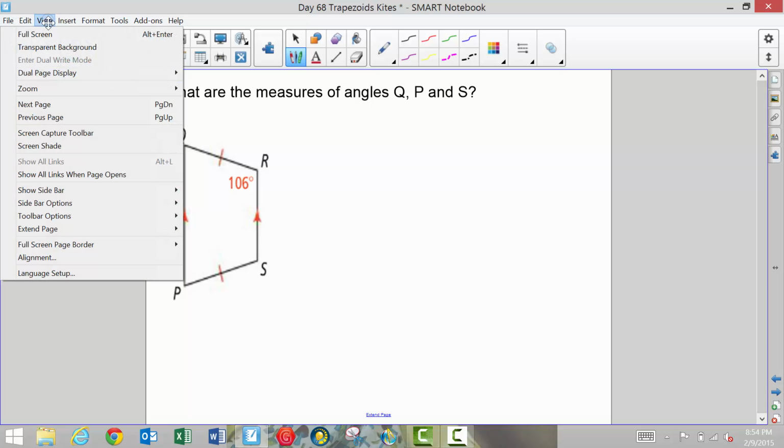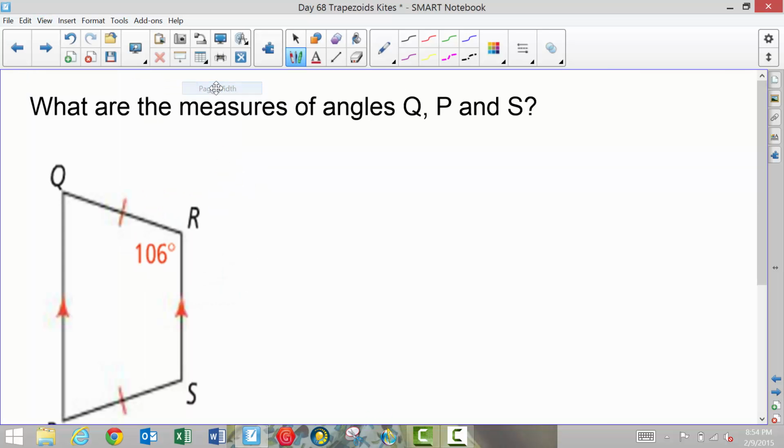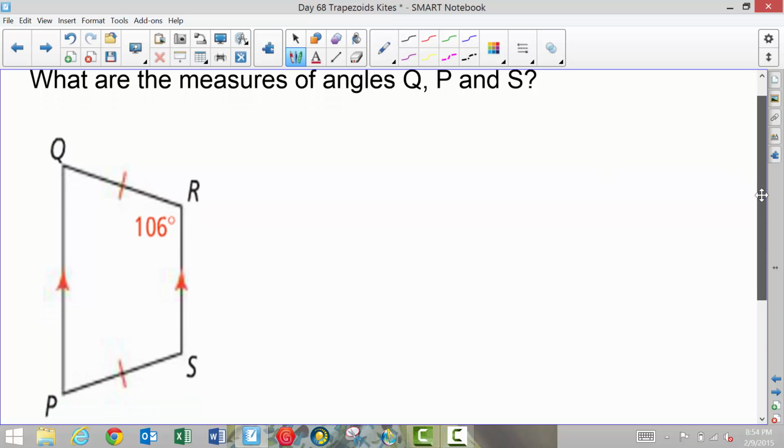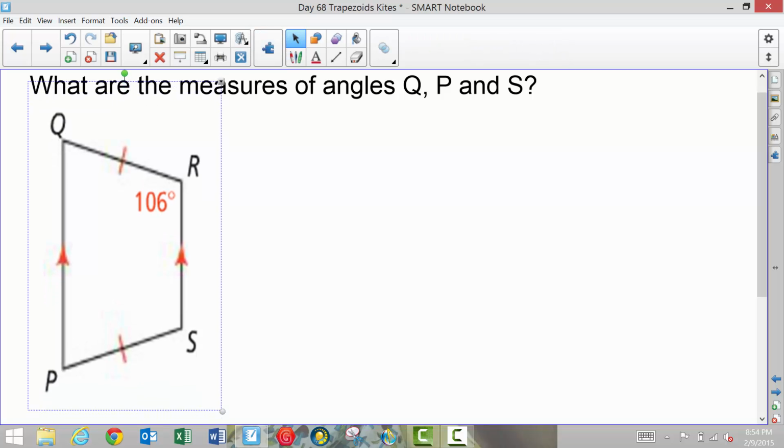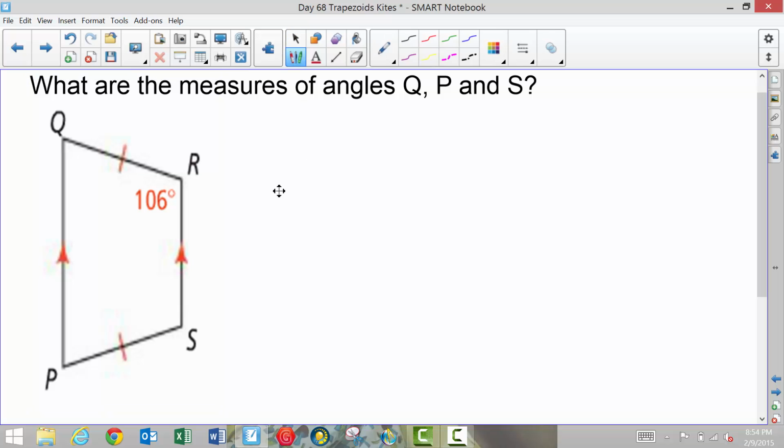Next example. Let's zoom in. What's the measures of angles Q, P, and S? Well, I just rotated my trapezoid, which is fine. I can still use my properties of an isosceles trapezoid. How do I know it's isosceles? Well, how do I know it's also a trapezoid? Well, I know it's a trapezoid because 4 sides. I know it's a trapezoid because I only have one pair of parallel sides opposite, and I have one pair of opposite sides congruent that are not parallel.